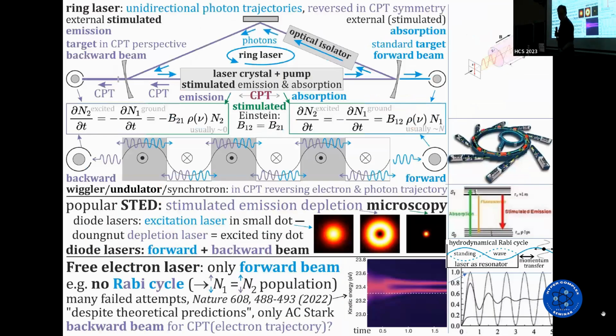So here is a summary: finally we have two types of equations acting on the external target. I call it the forward beam causing excitation, but also there is a backward beam. So in a diode laser, for example, or in STED microscopy, both equations act on the external target. However, there are at least two ways to separate them. One is through this optical isolator. Second is through synchrotron radiation. And indeed, if you separate them, for example, in free electron laser, you don't get a Rabi cycle. You get only excitation. Experimentally, there are a few articles. So I think it is very, very interesting that you could prepare a fully excited state using maybe a ring laser with optical isolator.